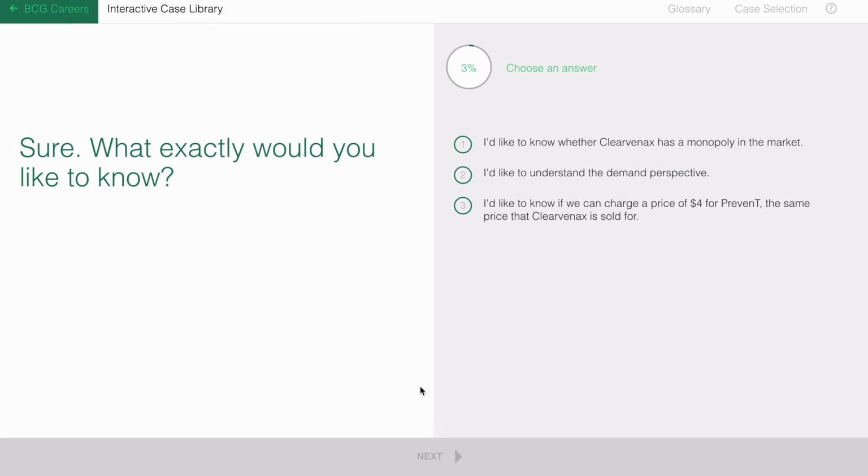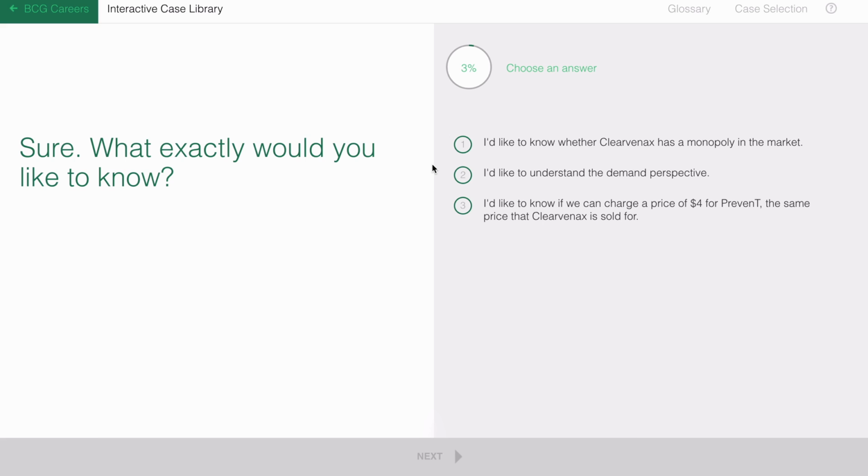Sure, what exactly would you like to know? Okay. The first option says, I'd like to know whether Clearvanax has a monopoly in the market. So again, not that relevant, although you can charge a higher price in a monopoly. It doesn't tell us the optimal number of people that we should get to buy the drug to maximize revenues.